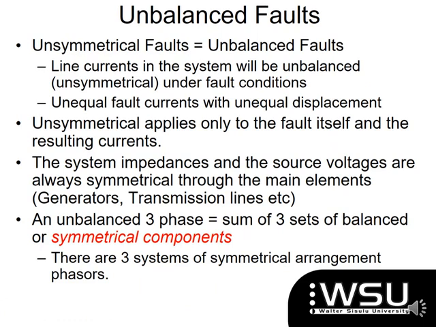When we talk about an unbalanced fault, we are referring to an unsymmetrical fault, which means you have a fault happening on only one phase or two of the phases, but not on all three phases at the same time. So your line currents in that scenario become unbalanced, and the displacement between them is no longer fixed at 120 degrees. The unsymmetrical situation applies only when the fault is actually occurring on your system. If there's no fault in your system, then you do not have an unsymmetrical situation.